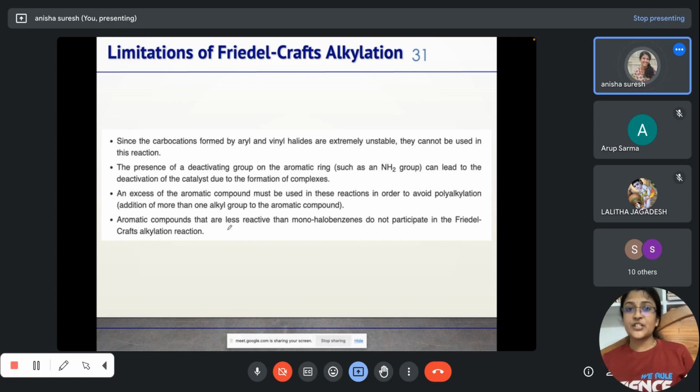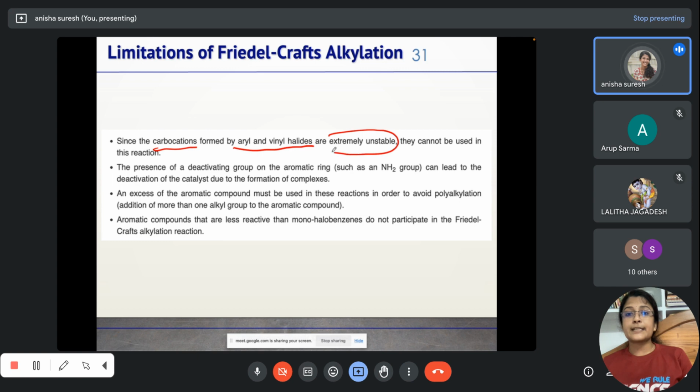So, coming towards the limitations of Friedel-Crafts alkylation reaction, here, the carbocations that are formed by aryl or vinyl halides are extremely unstable. So, they cannot be used in this reaction. Then the presence of a deactivating group on the aromatic ring, such as NH2 group, can lead to deactivation of the catalyst due to formation of complexes. If NH2 group is present in the aromatic ring, it can coordinate with FeCl3, leading to formation of complexes that we have seen last week when we were discussing assignment problems.